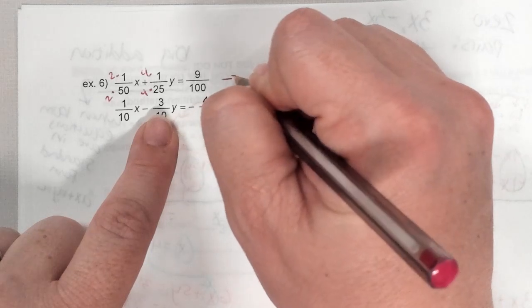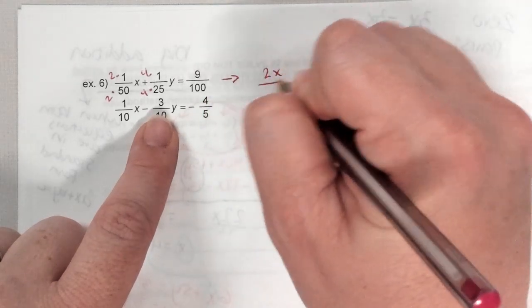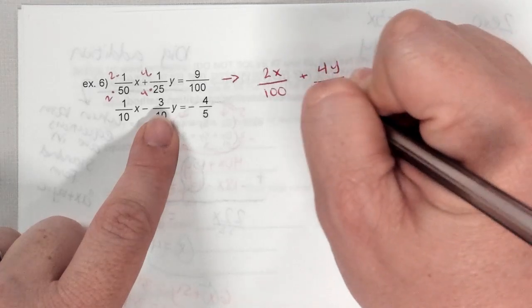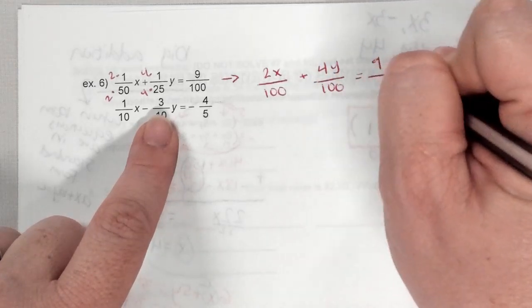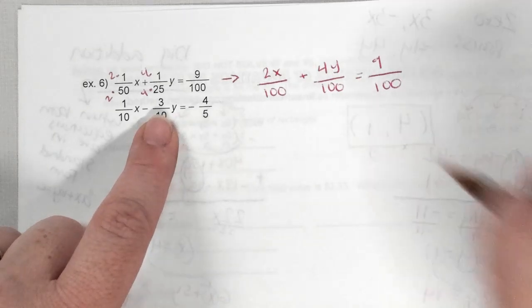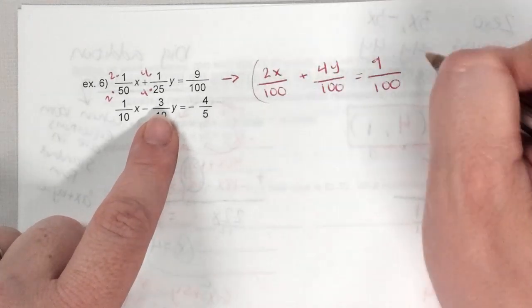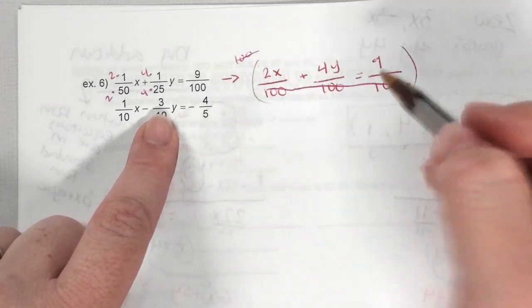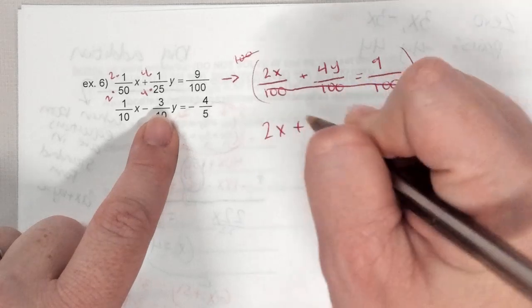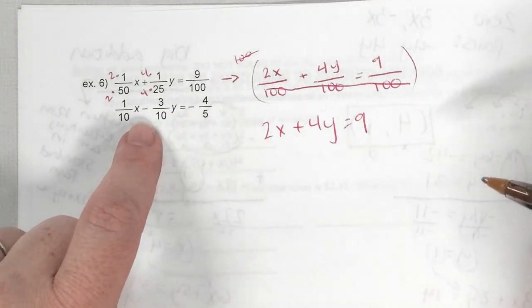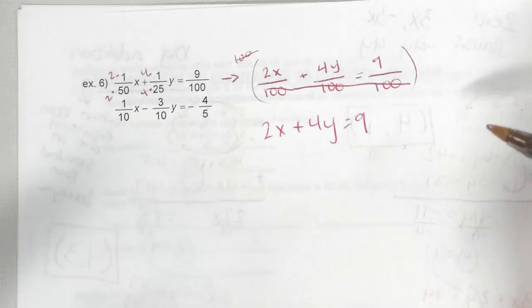So when I rewrite this equation, I end up with 2x over 100 plus 4y over 100 equals 9 over 100. And what do I get to do? I get to cancel the denominators. And the reason it works is because if I multiply this whole equation by 100, multiplication cancels division, and that's why we end up with 2x plus 4y equals 9. Does that look way better than what we had? 100%. So that's all we're going to talk about on that one.